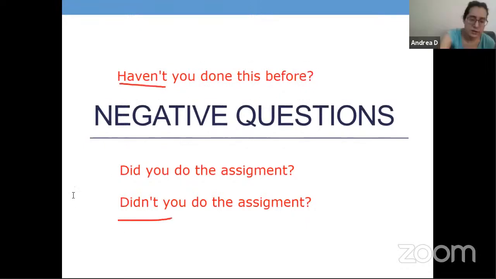exactly. It could also be an open question. Why didn't you do the assignment? How come you haven't done this before? So it's exactly the same, but the auxiliary is in negative.